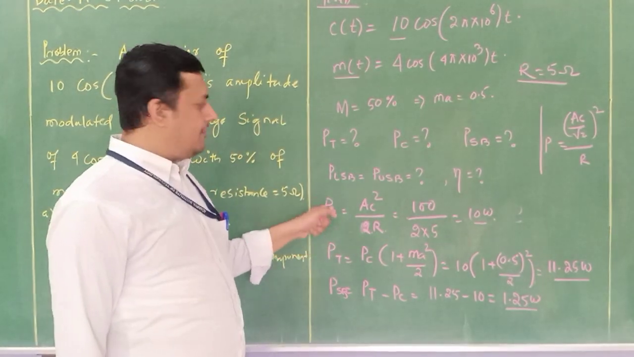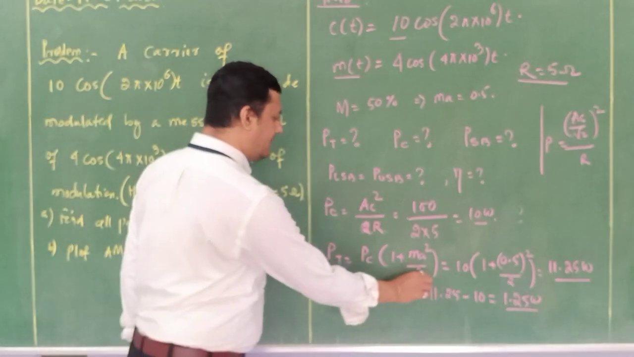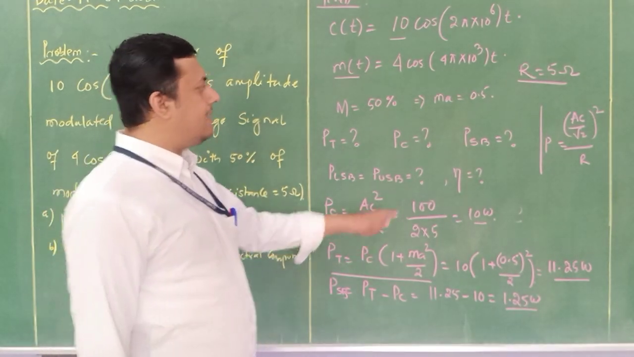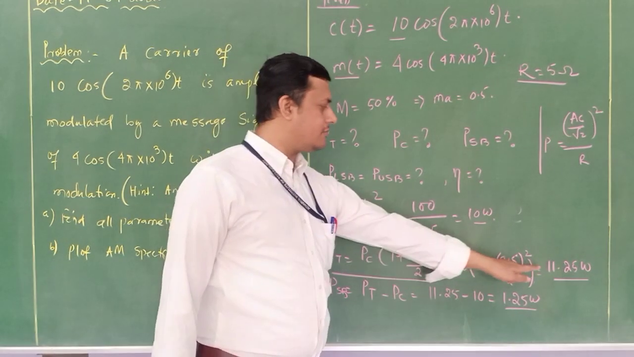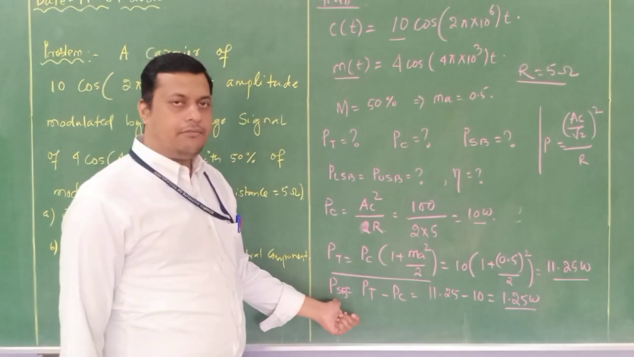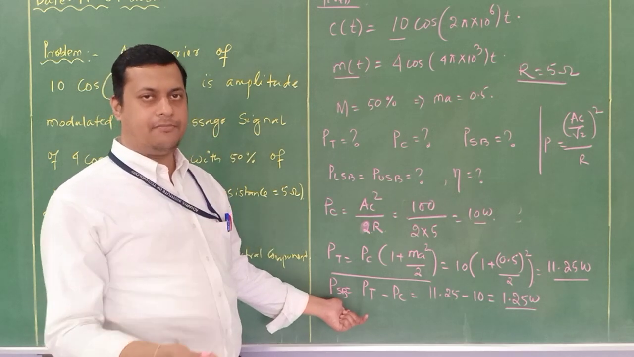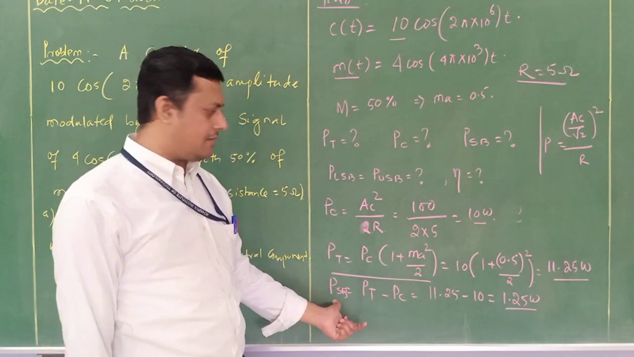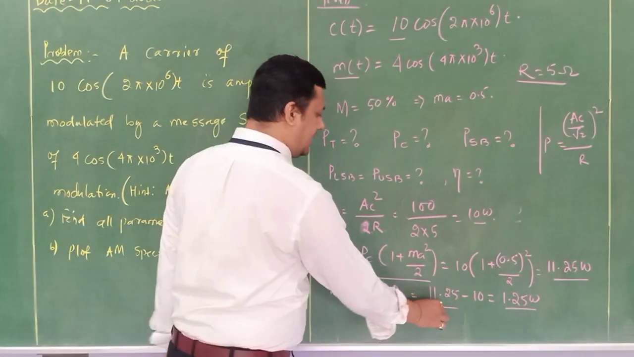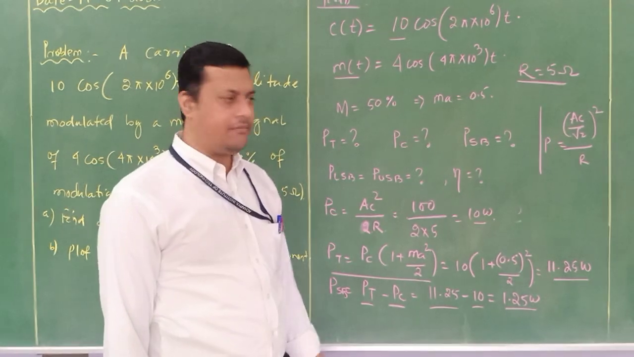Then after determination of this carrier power, we have determined the transmitted power. With the help of what relation? With the help of this small relation, that is PT is equal to PC times (1 plus ma squared by 2). ma is given as 0.5, substitute here, solve it, you will get 11.25 watt. Then sideband power, as we know that total power is equal to sideband power plus carrier power. So sideband power is equal to transmitted power minus carrier power. So transmitted power is 11.25, carrier power is 10 and you will get 1.25 watt.